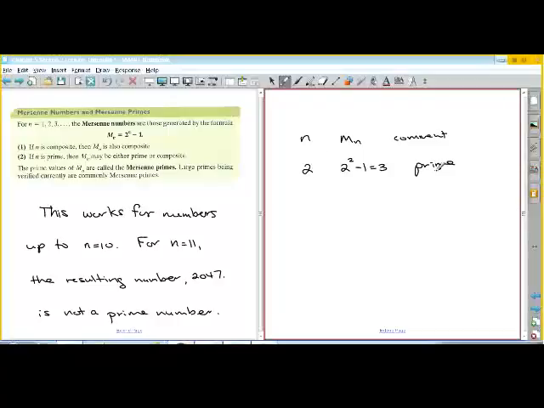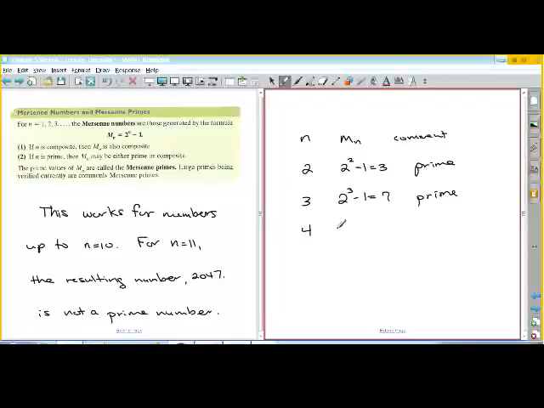And that's prime. Is that prime? Yeah. So this is prime, and the resulting number that I get using the formula is prime. Let's try 3. So you take 2 to the third power minus 1, which is 8 minus 1, which is 7, and that's prime.